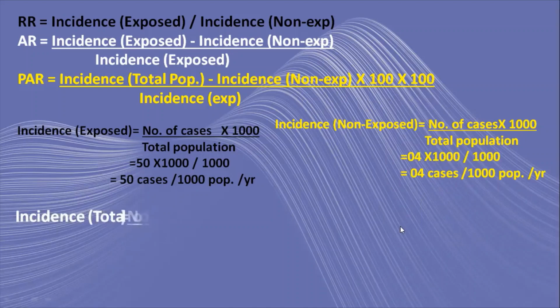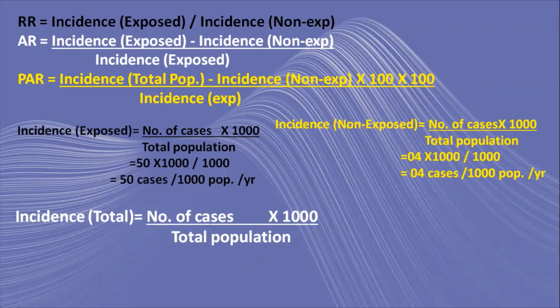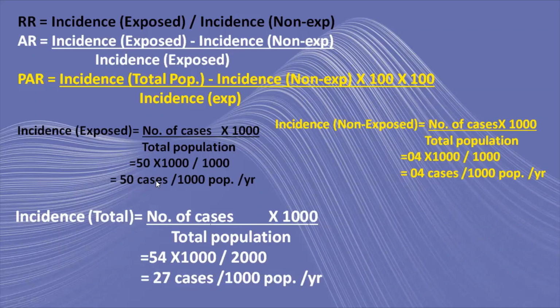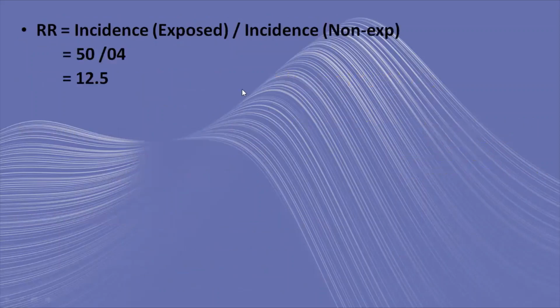Now we have to calculate the incidence in the total population. So our total population is 2000 and total cases are 54 in both exposed and non-exposed. So 54 are the total cases divided by 2000, into a multiplier of 1000. So 54 by 2000 into 1000 is the correct formula. So now we have incidence among exposed, incidence among non-exposed, and incidence among total population. Now we have to put all these values in our required parameters.